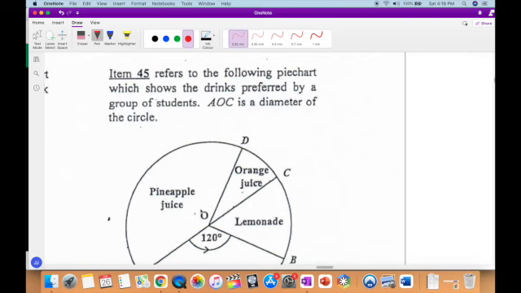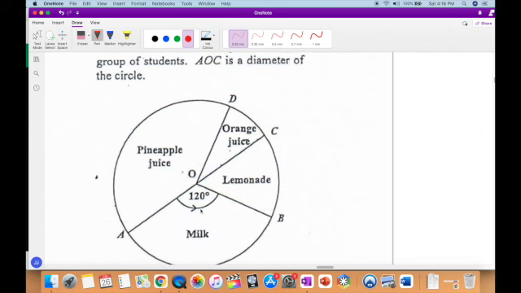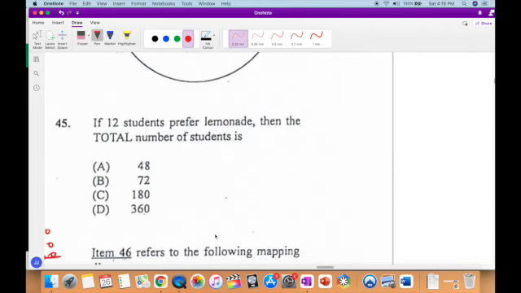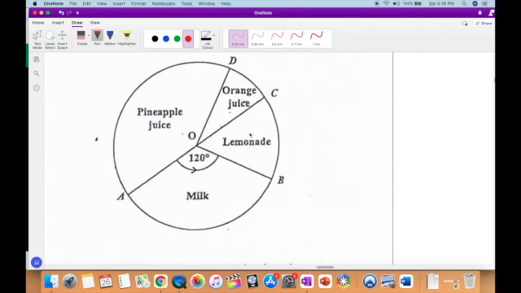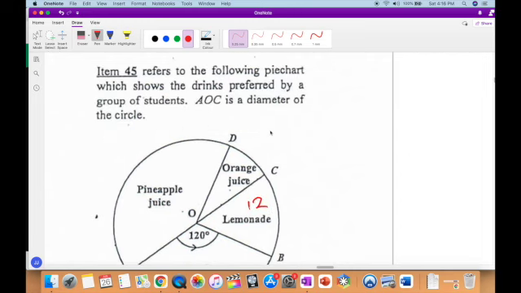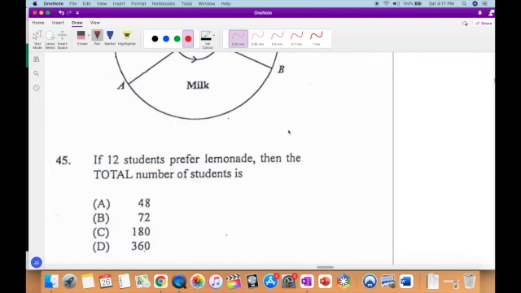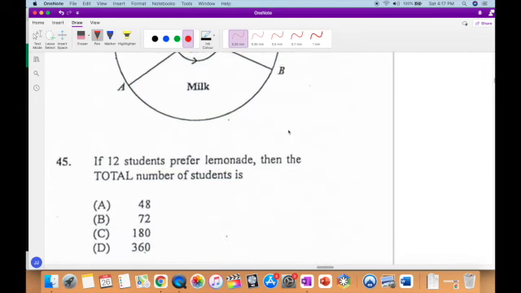Next question refers to the following pie chart, which shows the drinks preferred by a group of students. Alright, so it already explained anything that I can't see in the diagram here. 120 degrees are people who like milk, right? If 12 students prefer lemonade, so they're saying that lemonade here is 12 students. AOC is the diameter, no problem. Then the total number of students is.